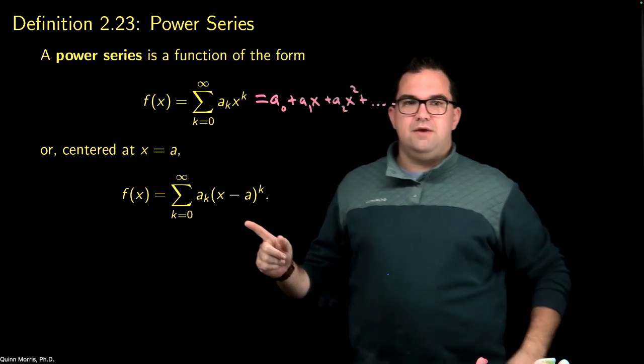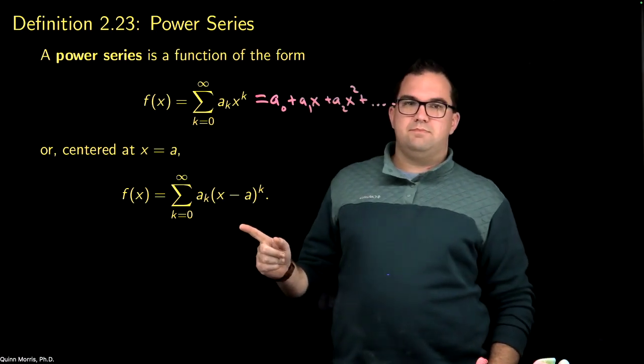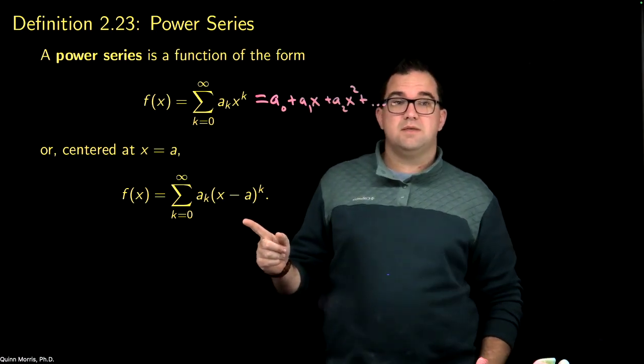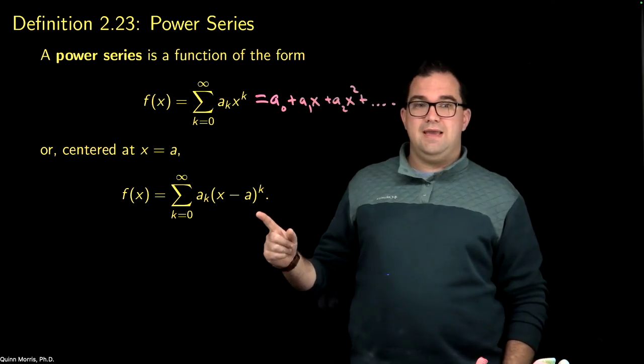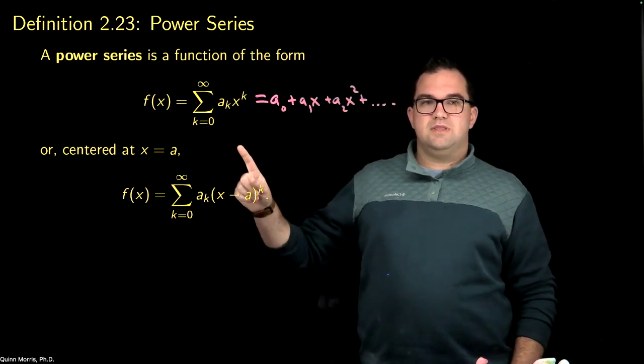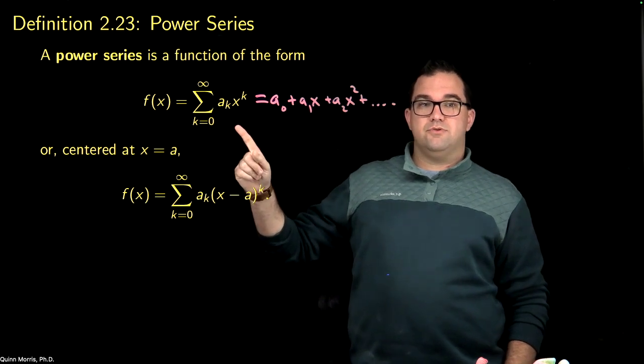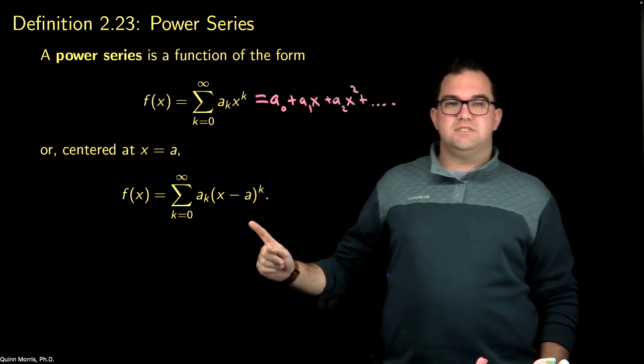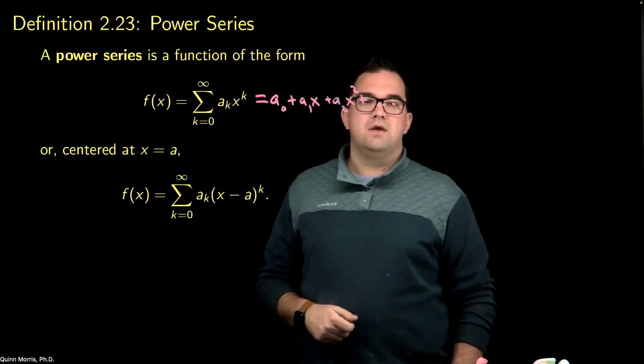Now, alternatively, we could express our power series as being centered at some particular point, x is equal to a. In that case, we just replace the x with an x minus a. So you can think of this as being a power series centered at 0. This is a power series centered at a.